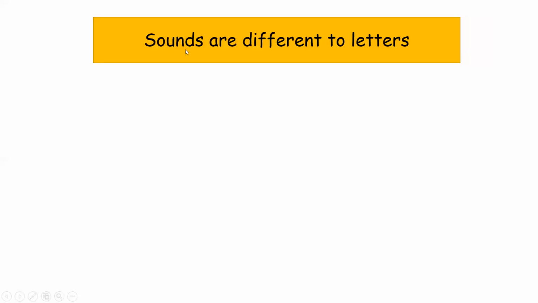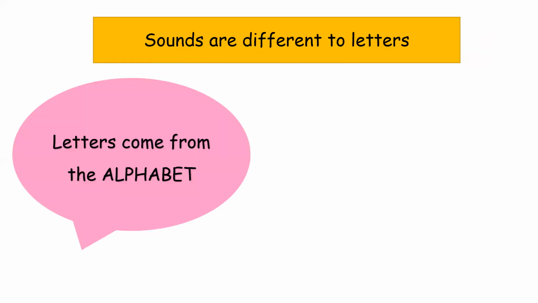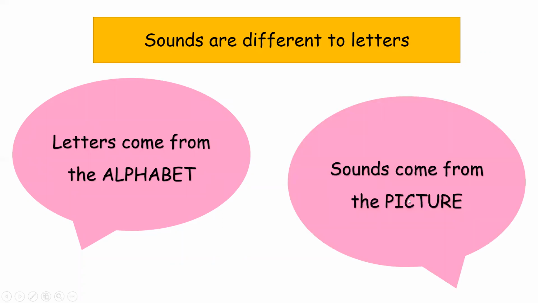Remember, sounds are different to letters. In English, sounds are not the same as their letters. Letters come from the alphabet. If you sing the alphabet, you'll know your letters. A, B, C, D, E, F, G, H, I, J, K, L, M, N, O, P, Q, R, S, T, U, V, W, X, Y, Z. However, the sounds come from pictures, and I'll show you these pictures real soon.